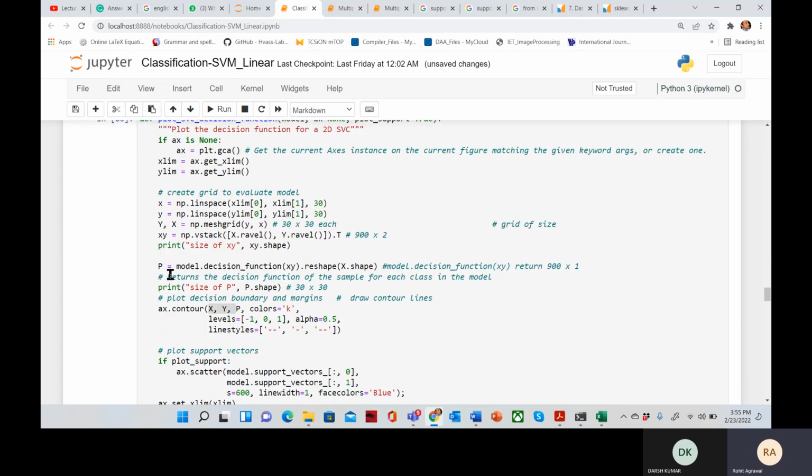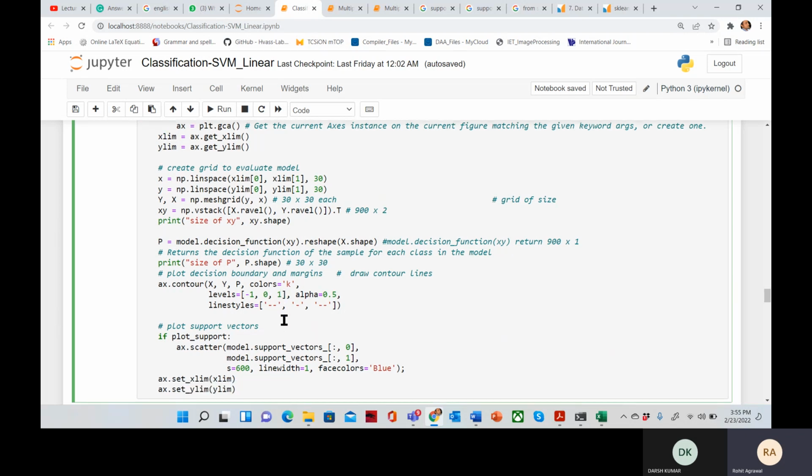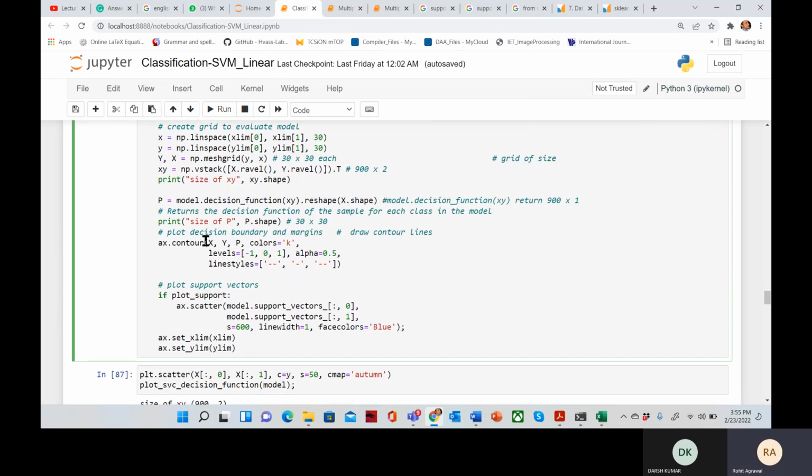So we are taking this x value, y value and the p values, that means the decision function, and we are just plotting a contour. So this is just a contour here.